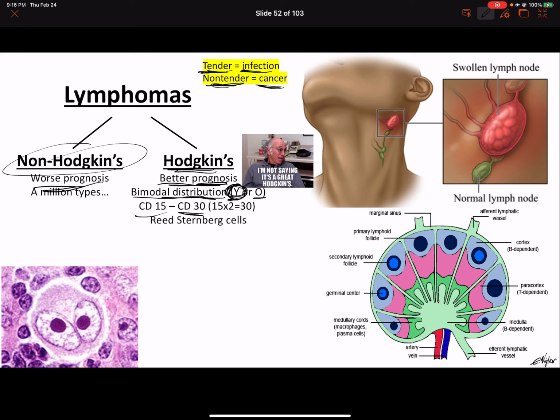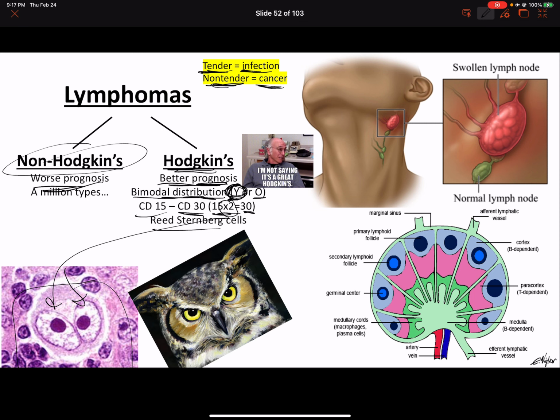CD15 and CD30, so I think a 15 times 2 is 30. And where does the 2 come in? Because these Reed-Sternberg cells have these giant cells which are multinucleate, multi-lobed here. So I think of 1, 2 times 15 is 30, and just all of that kind of comes together. Now, the Reed-Sternberg cells, if you squint your eyes, kind of look like an owl. So the owl eye Reed-Sternberg cell is pretty easy to notice on the histology.